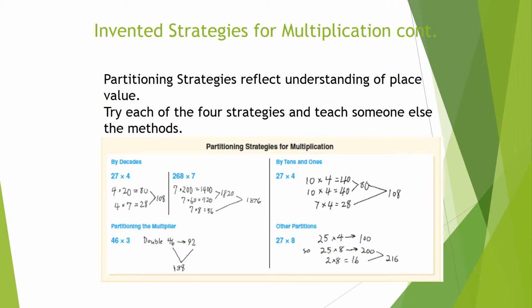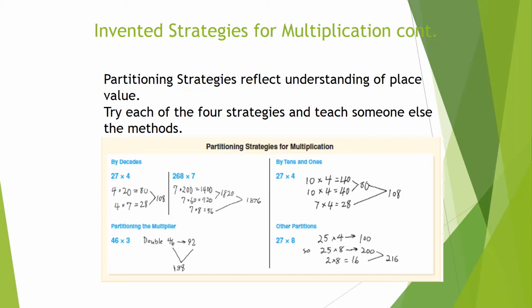Here are some more invented strategies that you can see. Students are taking 27 times 4 and basically using distributive property, 4 times 20, and then 4 times 7 and adding them together. The same thing with the other problems there on the left side. Now the one at the bottom, actually 46 times 3, what the student did was 46 times 2 in their head and then just added another 46 to it. So they doubled it and then added another 46.